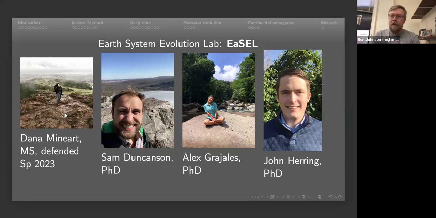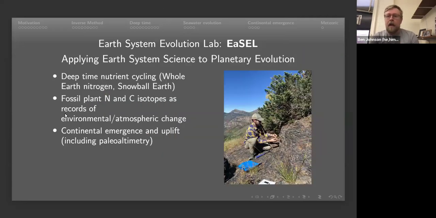And so we've got some different research areas going on at the moment where we're trying to apply Earth system science to planetary evolution. We have some deep time nutrient cycling with whole Earth nitrogen and focus on some nitrogen geochemistry during the Neoproterozoic snowball Earth. That's Sam and John's work. Alex is really pushing forward some cool analyses of fossil plants and their nitrogen and carbon isotope composition as records of surface Earth system changes through time.